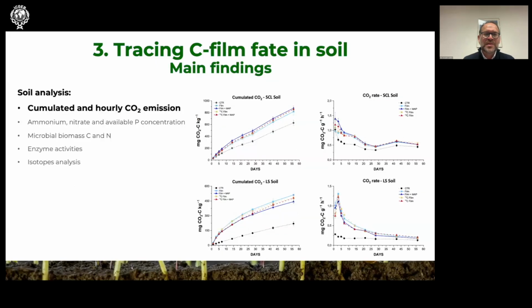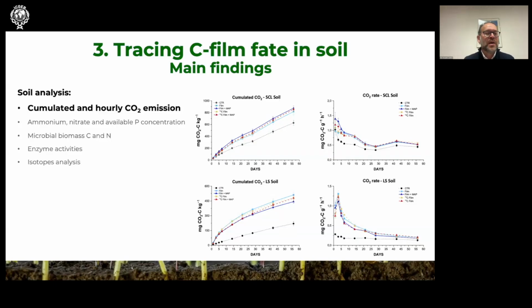So we performed this experiment. We analyzed different parameters during it. For example, the accumulated and hourly emission of carbon dioxide, the release of ammonium, nitrate and available phosphorus, microbial biomass, enzyme activities again, and, as I said before, the isotope analysis.